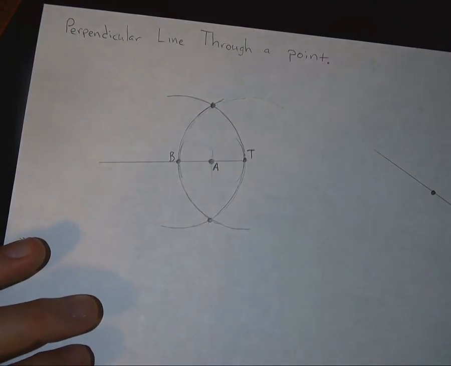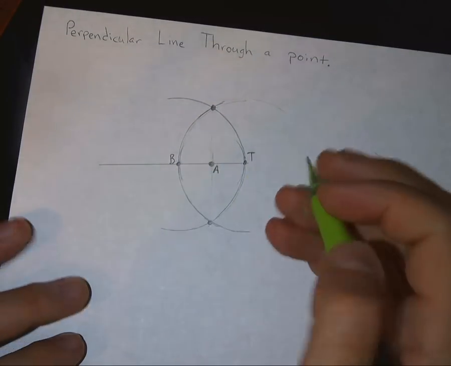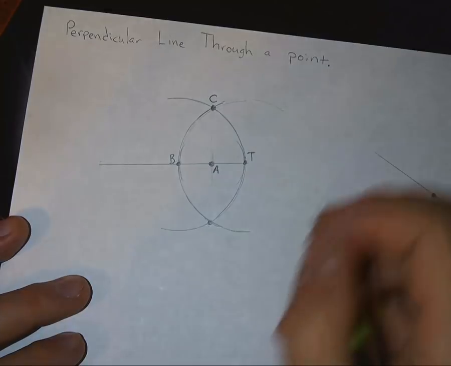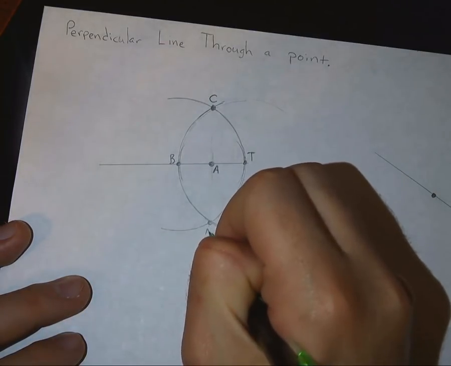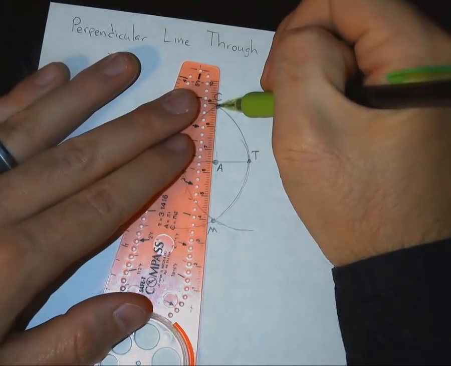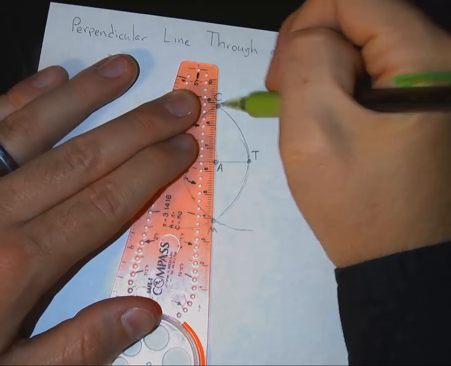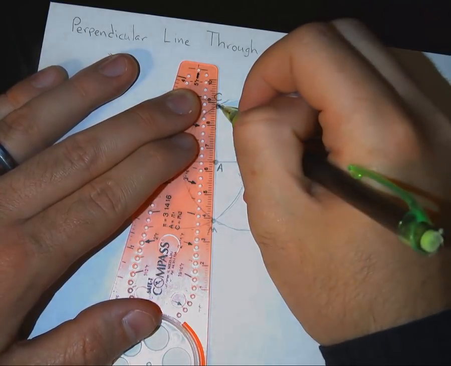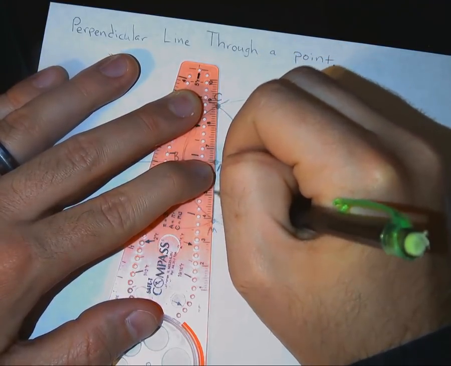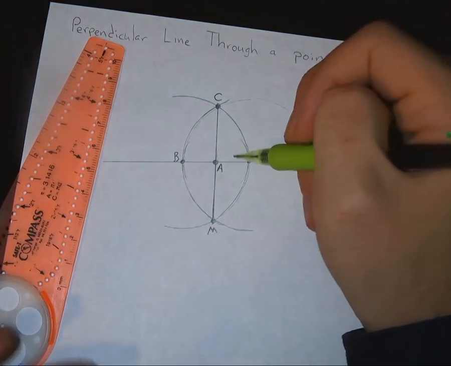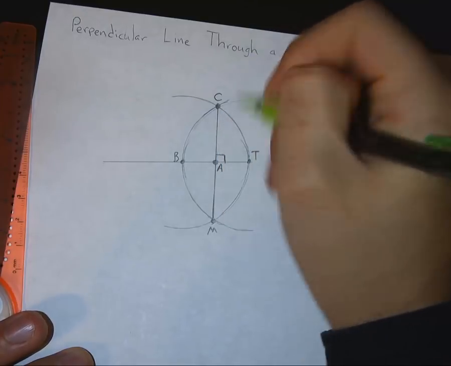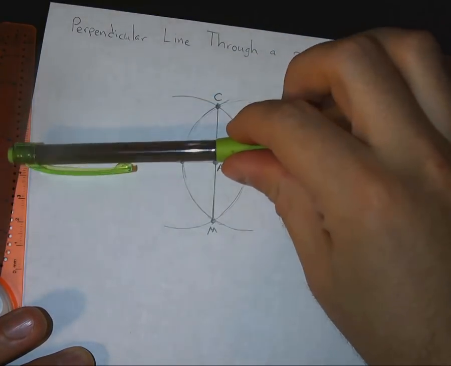Again, whatever you'd like to label them, as long as it's not B, A, or T. We'll call this C and, I don't know, M. We're going to draw a line from C to M, and that should go through the point A. If it does not go through the point A, we have done something wrong and we need to back up the video and follow along. So what we've constructed here is a perpendicular line that goes through the point A, and it is perpendicular to the line that was given.